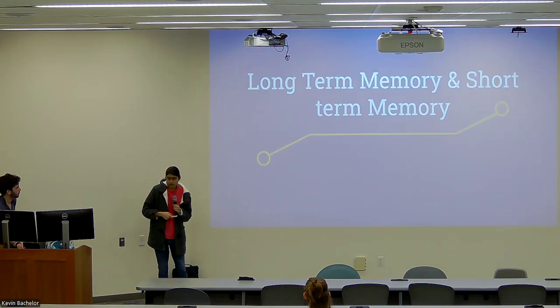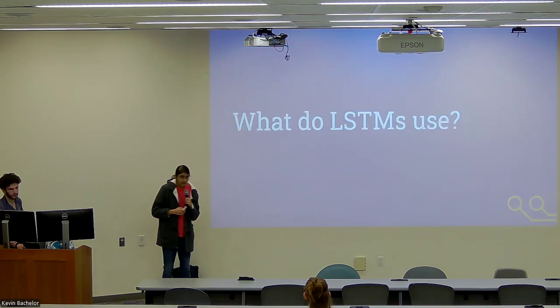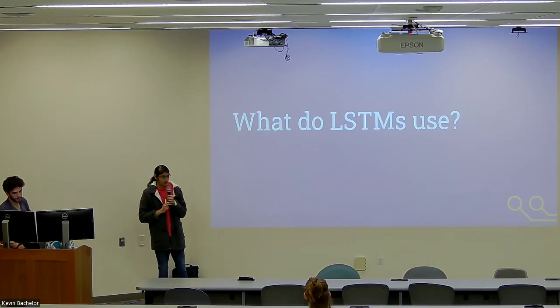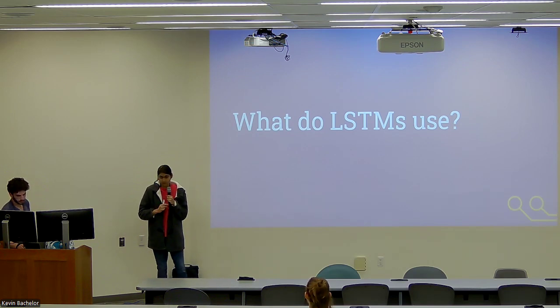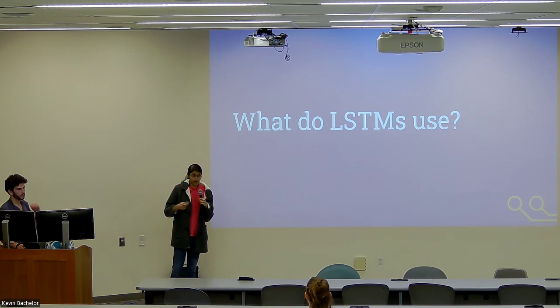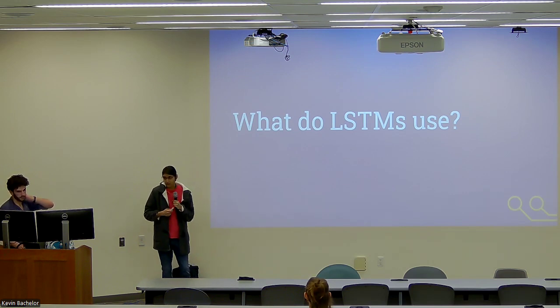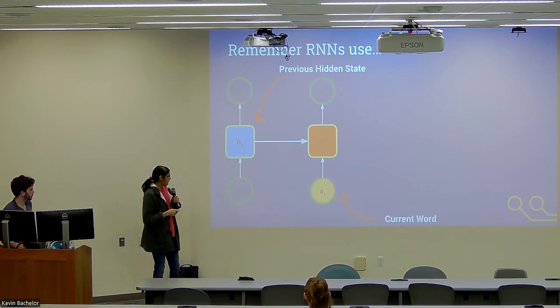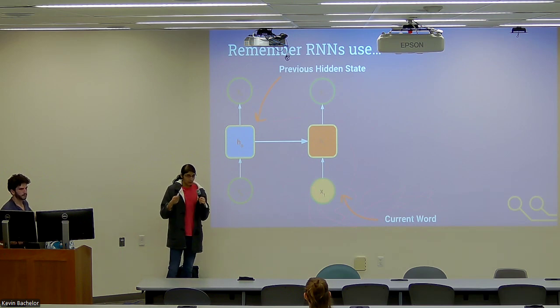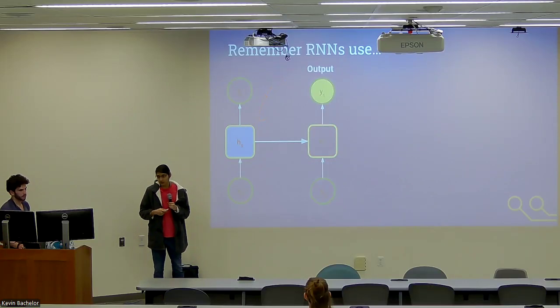Okay, so we know the LSTM uses long-term memory, it uses short-term memory, it uses some input word, it combines it, and it gets a new word. But how exactly does that process happen? Next. So if you remember from RNNs, just from a few slides back, the RNN takes the current time step or the current word, the previous hidden state, and those are the two components it uses to get to the next hidden state.